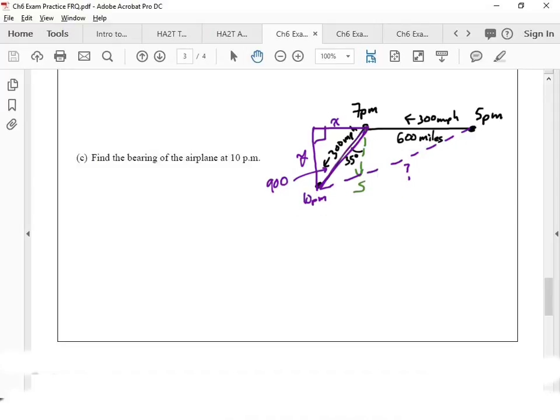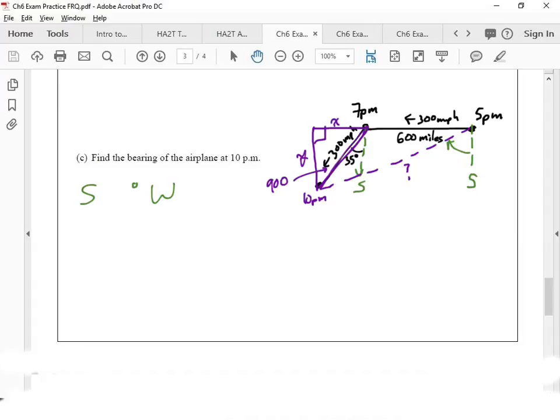So we're going to go south because this bearing looks like it's closest to south, and we have to find this angle. And if I'm going this direction, that means that's west. So my answer is going to be south west. Okay, we're going south, but so many degrees west.